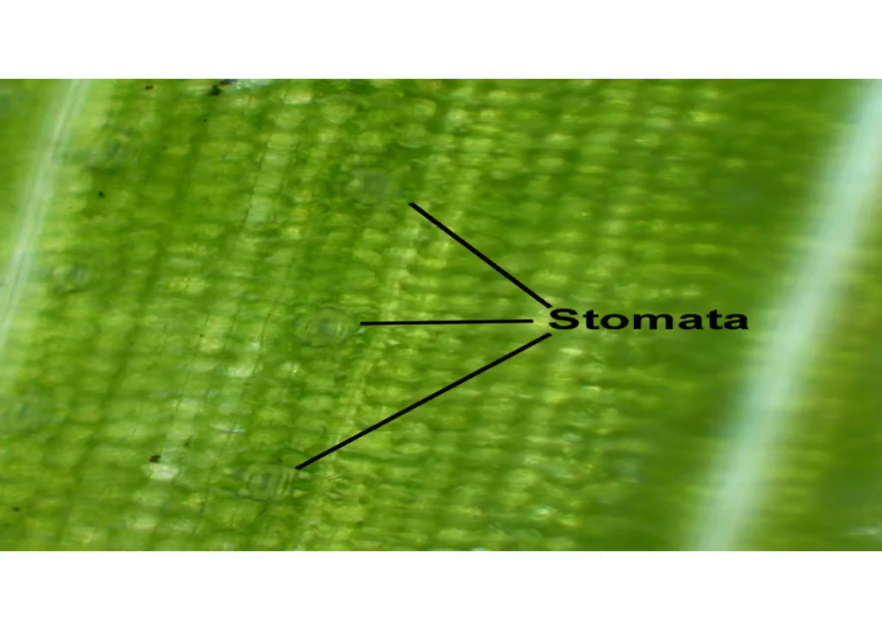Stomatal regulation is the first line of defense against plant water deficits. Stomata shown here are tiny pores in the leaf that are surrounded by guard cells that regulate its opening and closing.